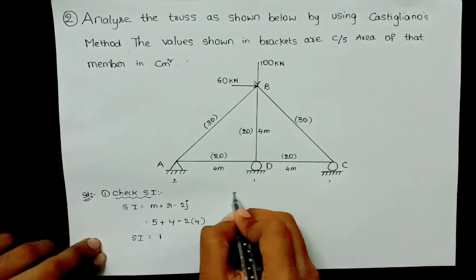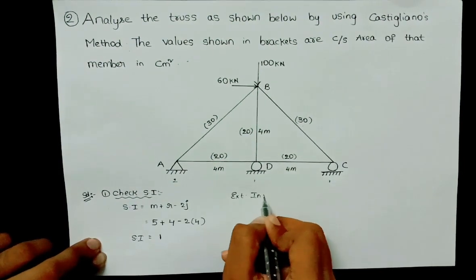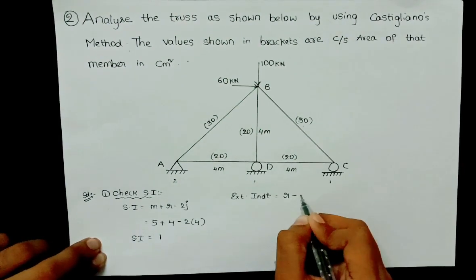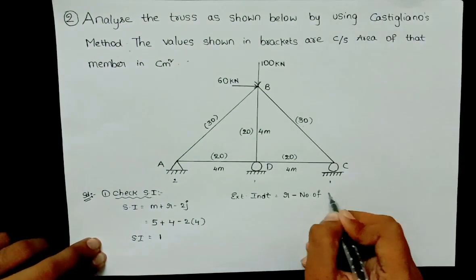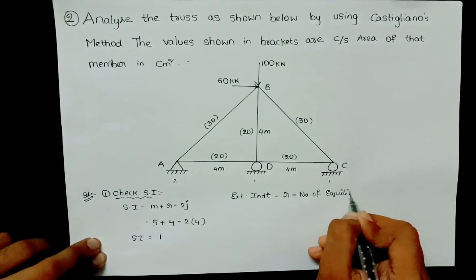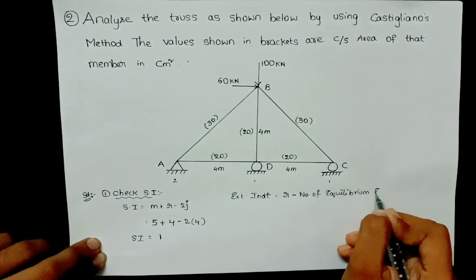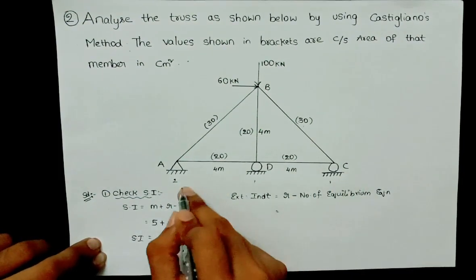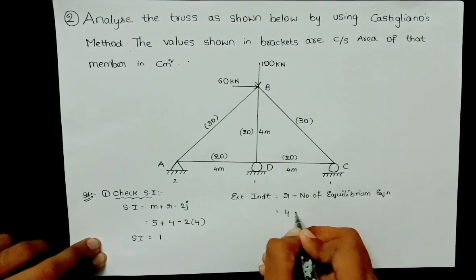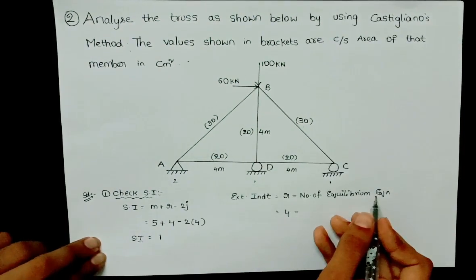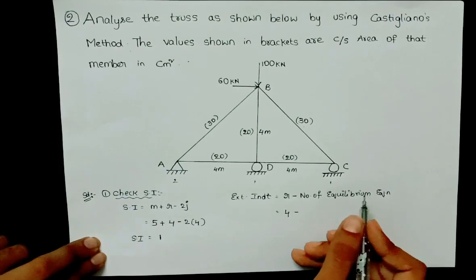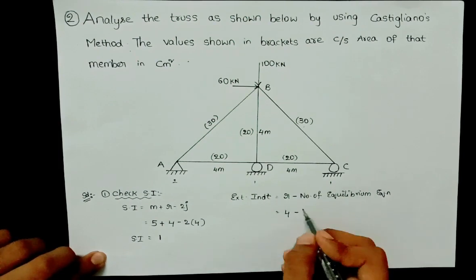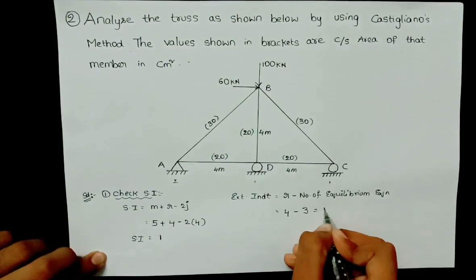The next step is to calculate the external indeterminacy. External indeterminacy is equal to the number of external reactions R minus the number of available equilibrium equations. You know all about equilibrium equations. We have 4 reactions, 2 plus 1 plus 1, minus the number of equilibrium equations: sigma V equal to 0, sigma H equal to 0 and sigma M equal to 0. So there are a total of 3 equilibrium equations. So 4 minus 3 is equal to 1.